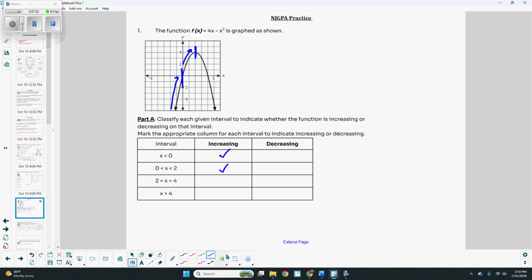So that's still increasing. From 2 to 4, now left to right, I'm going down. So that would be decreasing. And from 4 onward, x is bigger than 4, that's still decreasing.